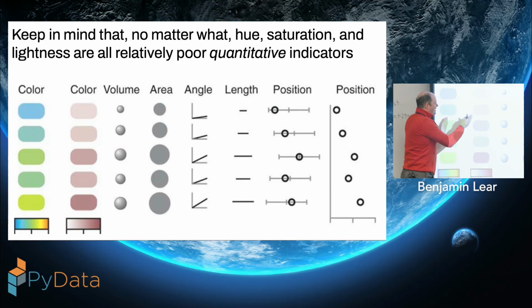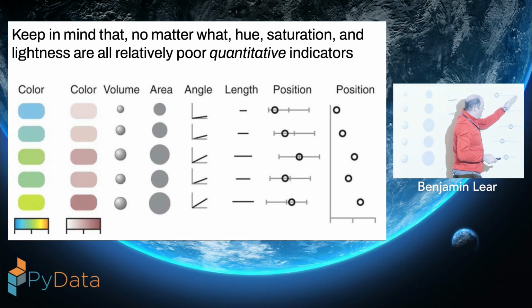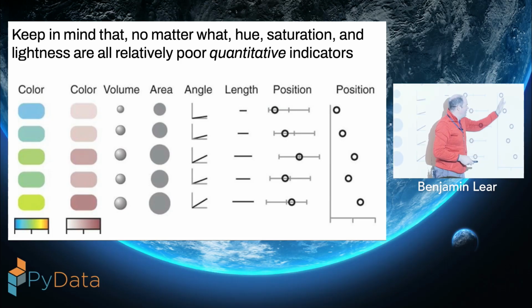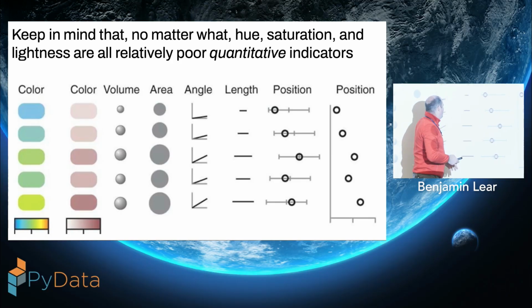So from left to right, these are the least effective to most effective ways of encoding data. It turns out that if you take something and change its position relative to a fixed scale, this is the way people are best at extracting quantitative information, which is why we use axes on plots all the time.